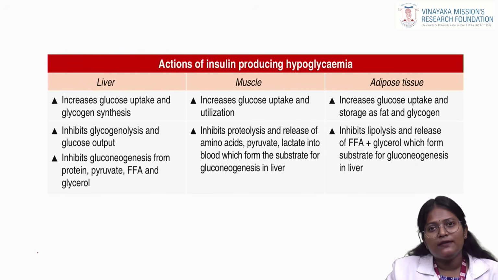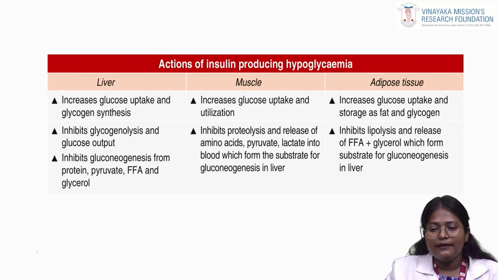So how is insulin reducing the blood glucose level? It happens in 3 places: liver, muscle and adipose tissue. First in the liver, it increases the glucose uptake and glycogen synthesis. It inhibits glycogenolysis and glucose output. It inhibits gluconeogenesis from protein, pyruvate, FFA and glycerol.